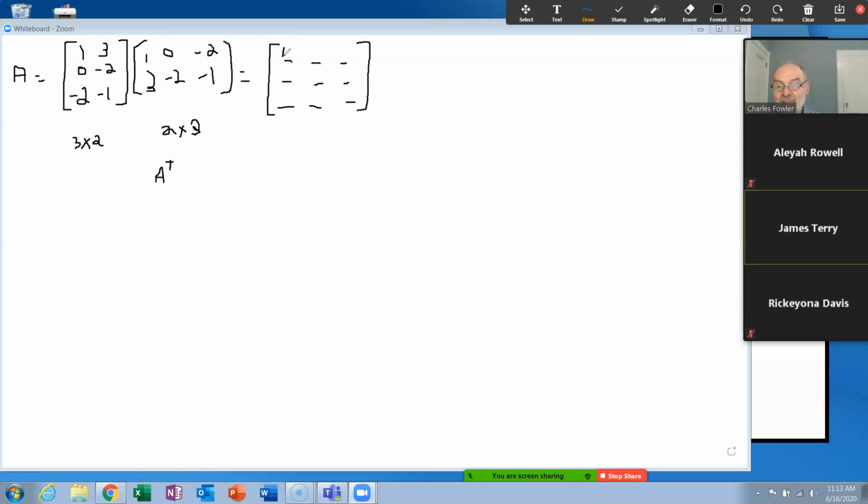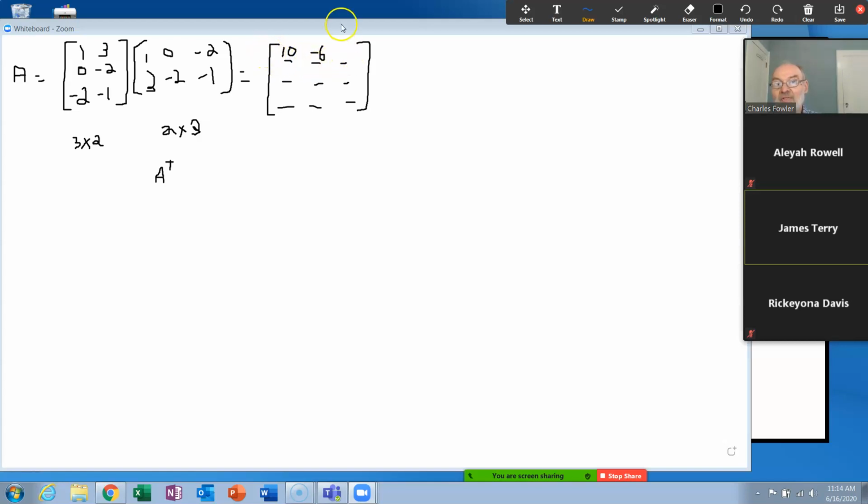Anybody? 1 times 1 is 1. 3 times 3 is 9. So it equals 10. Perfect. This entry here is still the first row, but now the second column. So we'll again use the first row of A, but now the second column of A transpose. What will that product give us? One times zero is zero. Three times negative two is negative six. So that's negative six.